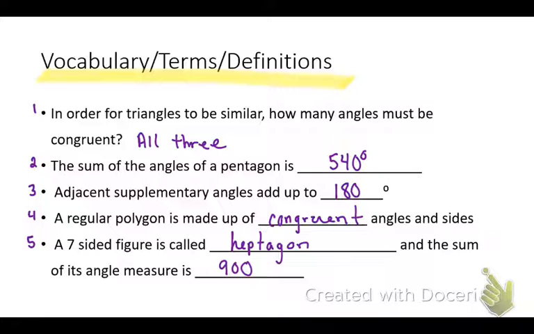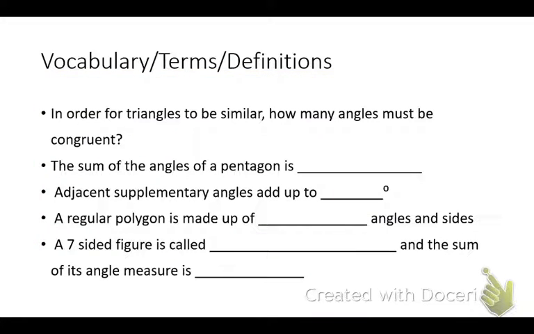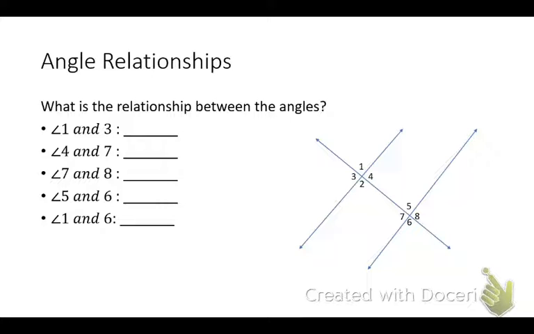What is the sum of an octagon? 8. Hold on. Yeah, but what's the sum of the measures? 1,080. Okay? So say it with me. What is the sum of the angles of an octagon? 1,080. If you have that memorized, that's going to give you that shortcut that we're looking for.